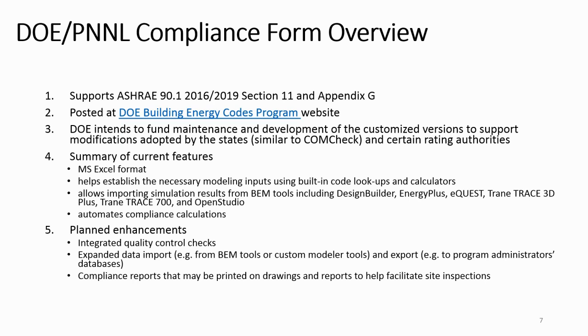And there are a number of improvements that are already planned for the compliance form. So there will be new versions posted periodically on the DOE website. Some of the planned enhancements include adding a quality control checks tab that will facilitate submittal review and flag simulation inputs and outputs within the compliance form that appear to be inconsistent with 90.1 requirements.